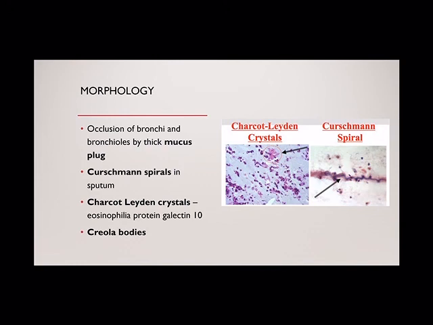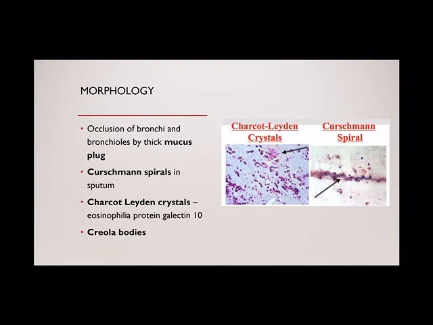So what does this 3 C's say? Churchmann spirals are nothing but, when you take the sputum and stain it, you can see the mucus plugs in the form of this spiral. So this pattern is the Churchmann spiral. And then next is your Charcot-Leyden crystals.